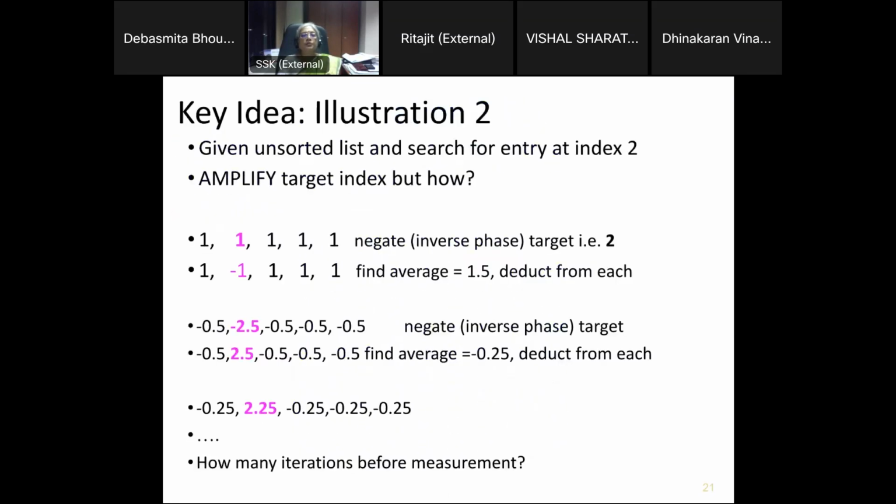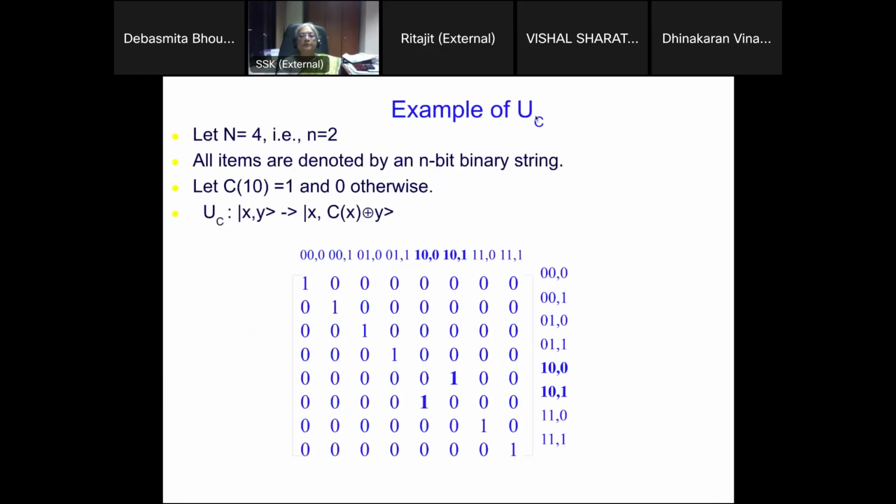So the unitary function that I talked of: if I have capital N as 4, then small n is 2. Remember, this would have been a 2 to the small n plus 1, which is 2 to the 3, times 2 to the 3 matrix. And if I know that for the value 1, 0, that is the marked one, the condition is 1 and 0 otherwise, I can represent this unitary function by this matrix over here.